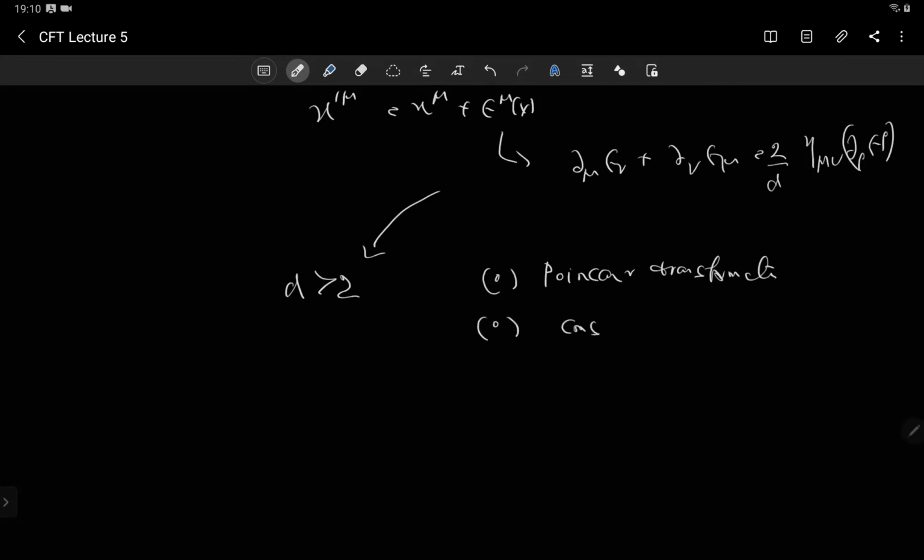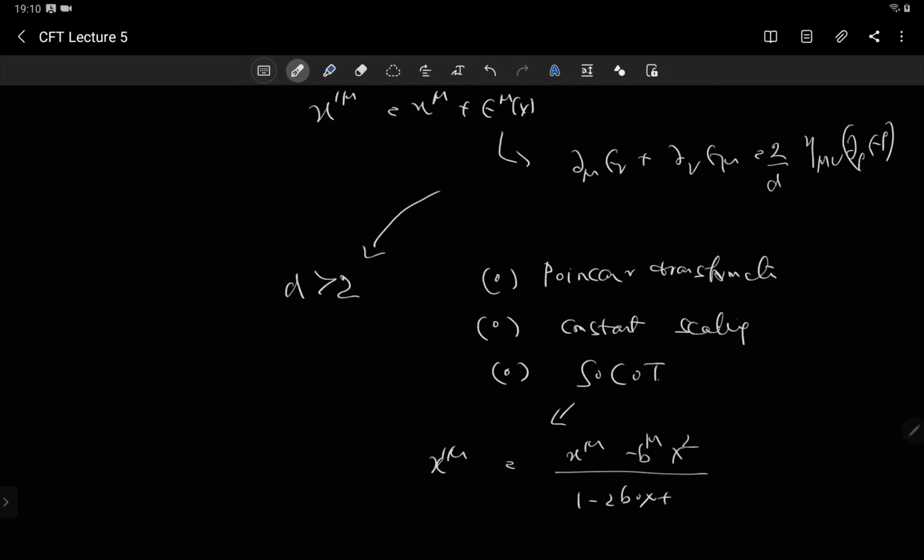Constant scaling, and what are called the special conformal transformations. So here you had x prime mu is x mu minus b mu x square over 1 minus 2 b dot x plus b square x square, where b is the parameter which labels these transformations, and the Poincare transformation we know is just Lorentz transformation plus translation. So you have a Lorentz matrix lambda mu nu plus some constant which we call c mu.